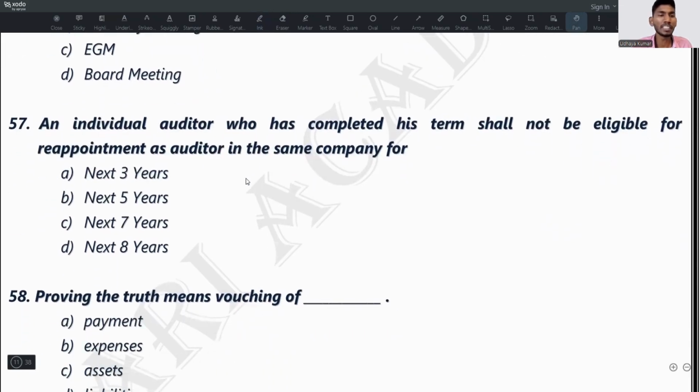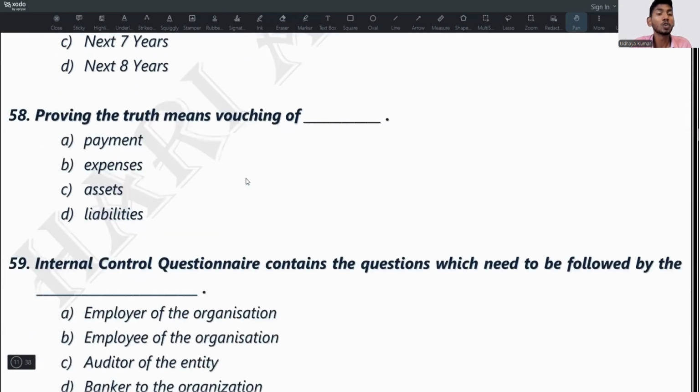So moving to question number 57. An individual auditor who has completed his term shall not be eligible for reappointment as an auditor in the same company for the next how many years? 5 years, which is nothing but the cooling period. It is applicable for both an individual auditor as well as an auditing firm.